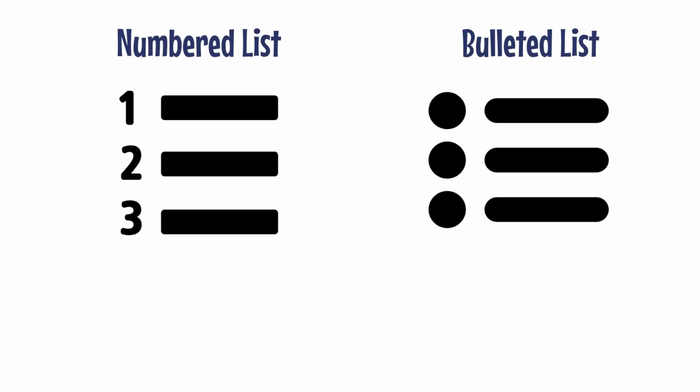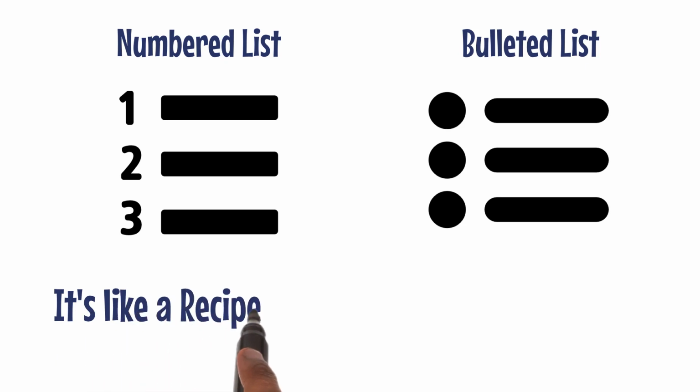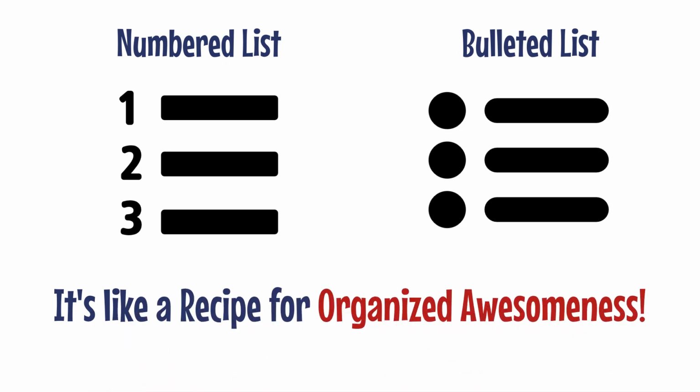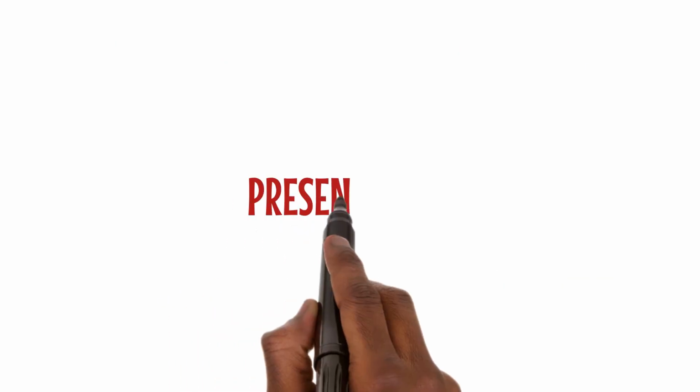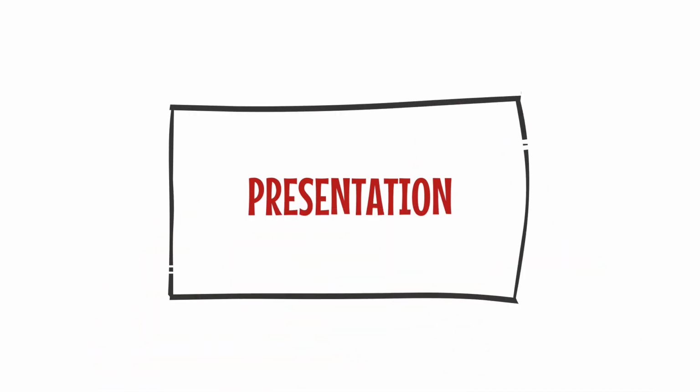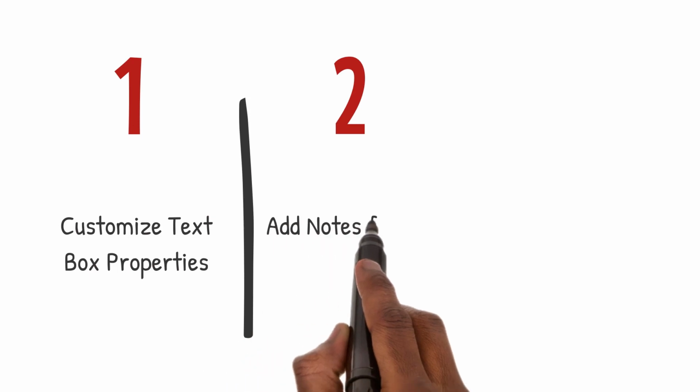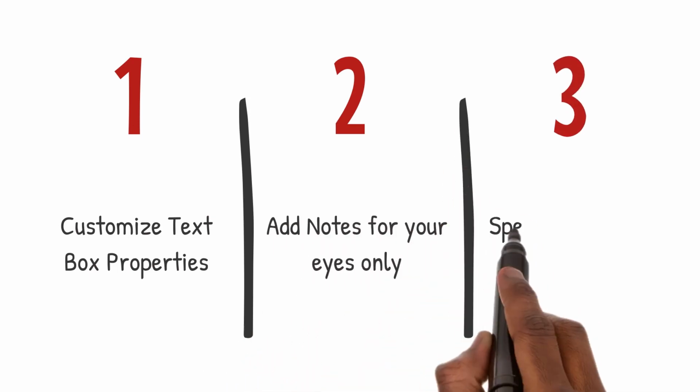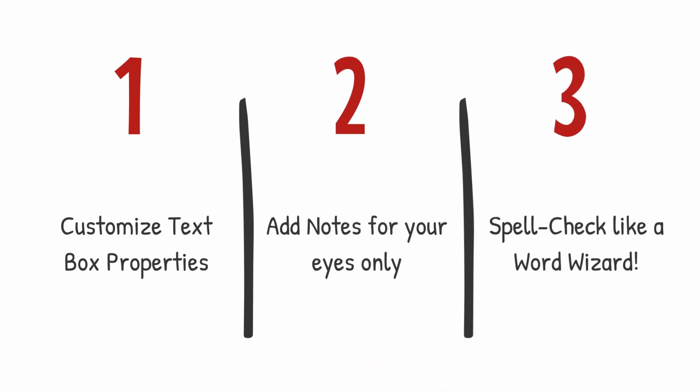Finally, level it up with numbered and bulleted lists. It's like a recipe for organized awesomeness. And remember, your presentation is your canvas. Customize text box properties, add notes for your eyes only, and spell check like a word wizard.